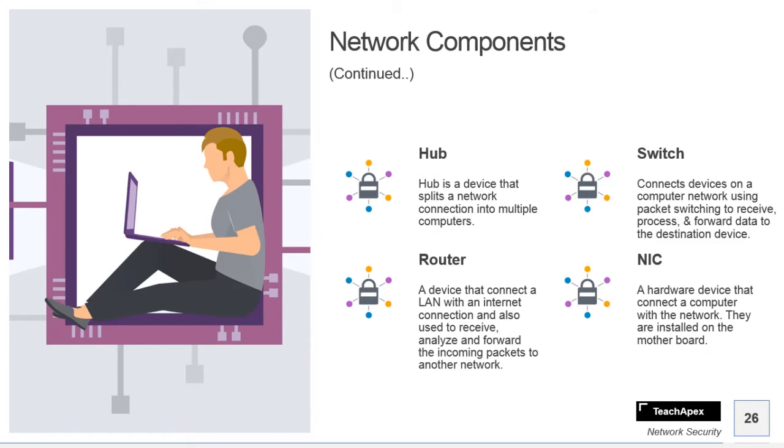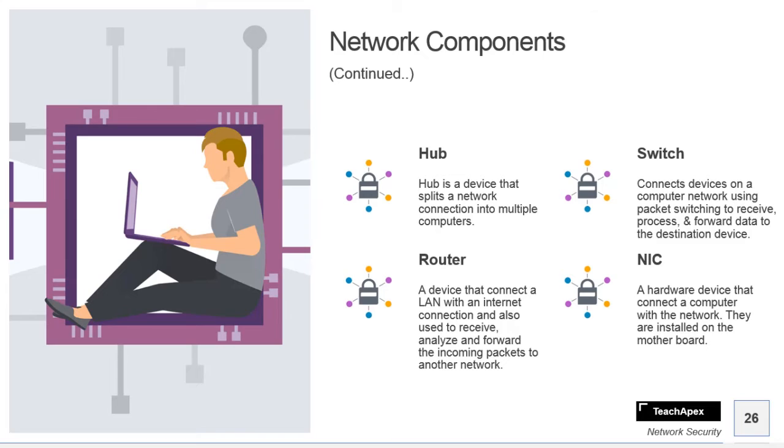Now let's talk about the router. A router is a hardware device that is used to connect a LAN with an internet connection, and also to receive, analyze, and forward the incoming packets to another network. It works on layer 3, that is the network layer of the OSI model that we have discussed before. So it works on layer 3.